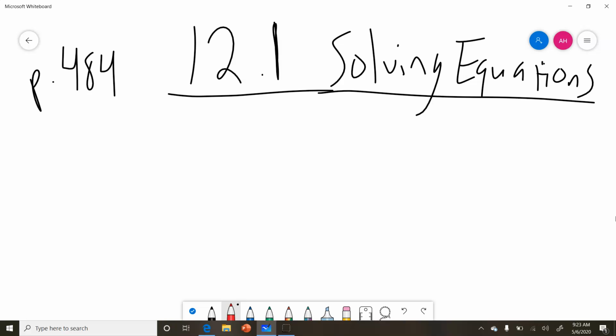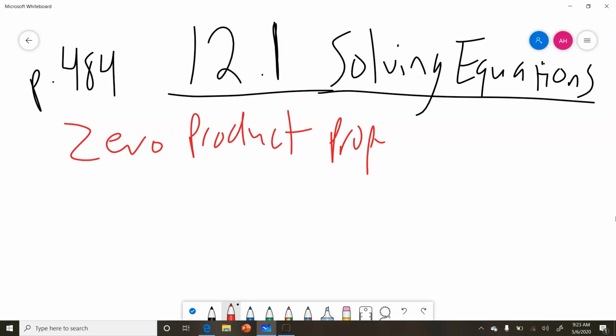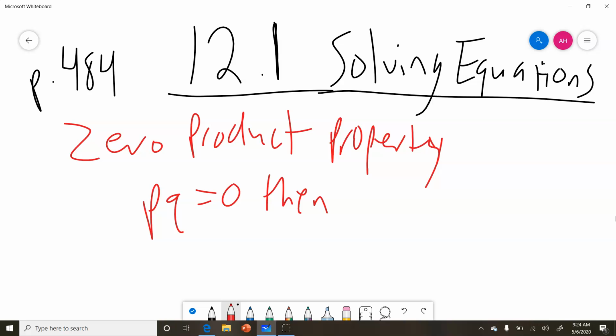What we're going to start with here is called the zero product property. And the zero product property basically means that if you have something, let's say they use the example here, p times q, if that equals 0, then this is what's true. Then p equals 0 or q equals 0. Okay, so does that make sense?